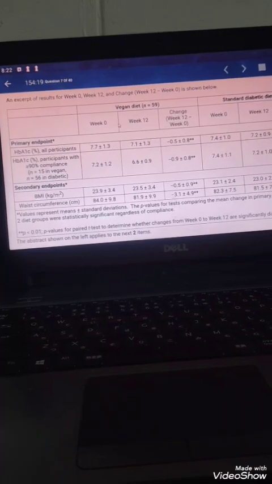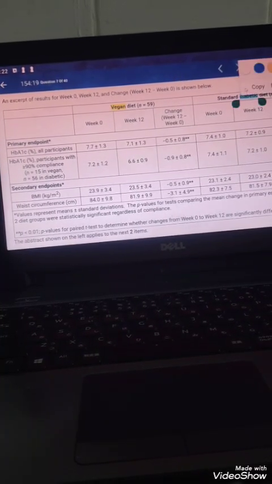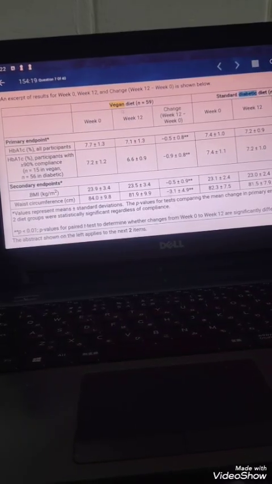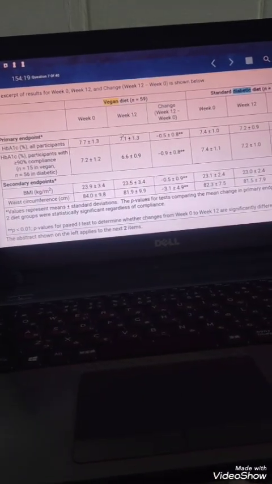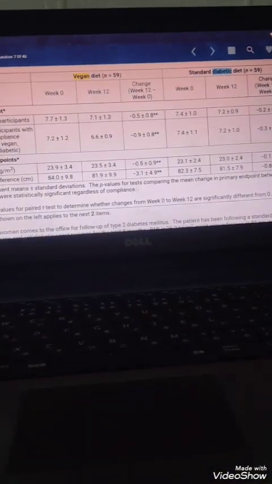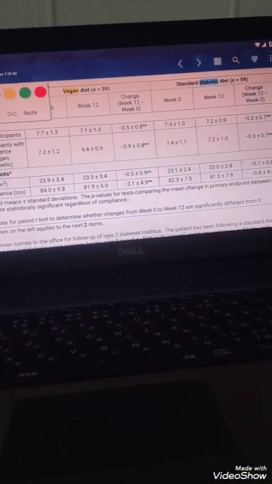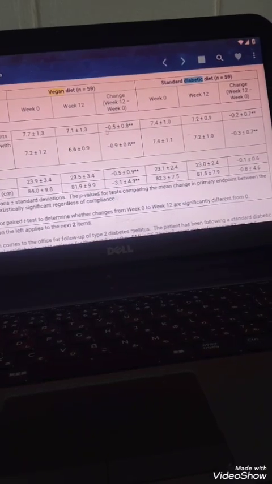Now you can see the vegan diet table and the standard diabetic diet table. We want to check which diet is better: the standardized diet which has been followed for hundreds of years, or the new vegan diet which is discovered now. So the data comparison was done at 0 and 12 weeks. Now we have the primary endpoint. On the vegan diet, the HbA1c was 7.7 plus minus 1.3 at 0 weeks, and 7.1 plus minus 1.3 at 12 weeks.